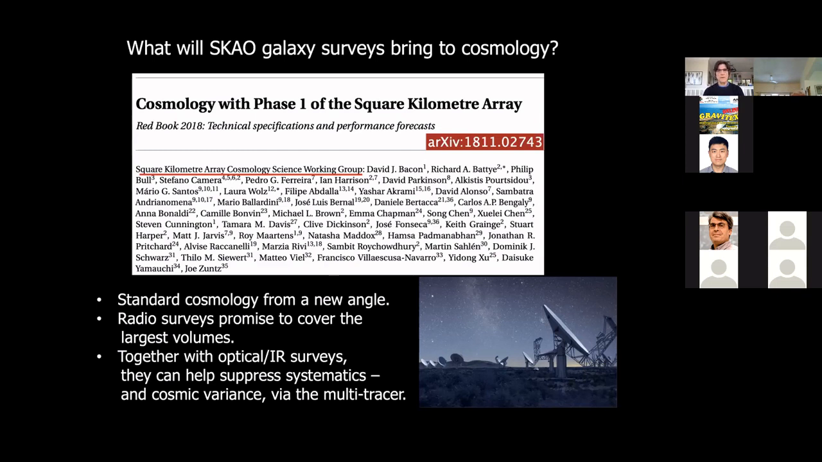Secondly, the radio surveys are going to cover even larger volumes than the optical infrared ones. So that will give them a certain advantage. And finally, and very importantly, you have completely different systematics in the radio as compared to the optical and infrared. And having these different systematics makes for very powerful cross-checks, and by cross-correlating, very powerful precision as well and new discoveries.